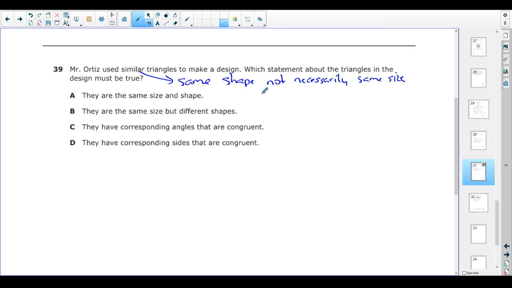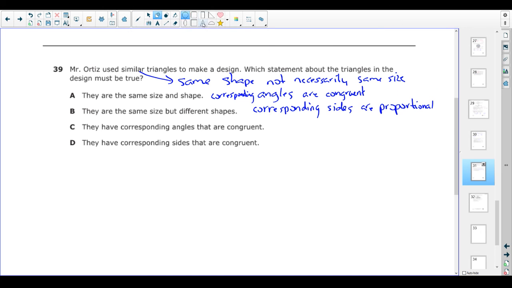Okay, it also means that angles, I should put corresponding, so I don't confuse anyone. Corresponding angles are congruent, or the same. That's what gives them the same shape, is they have the same angle measures. And corresponding sides are not congruent but are proportional. Also what gives it the same shape.